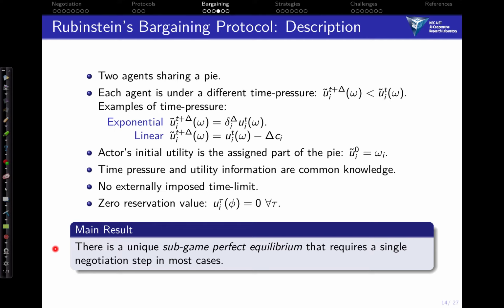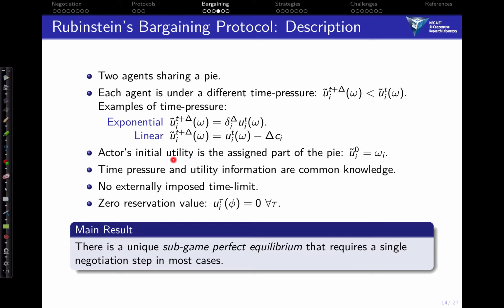A more advanced protocol, the Rubinstein bargaining protocol. In this case, the two agents are also sharing a pie. It's the same thing, and we don't want anything to be lost. And each agent is under different time pressure. That's a difference, because there's a different time pressure for each agent. And there are two types of time pressures, exponential and linear. Again, I don't need to go into these details. I don't want you even to understand these details. It's not important for our goals in this tutorial. Just to know the flavor of the Rubinstein bargaining protocol. Just there is time pressure on both agents, and it can be different.